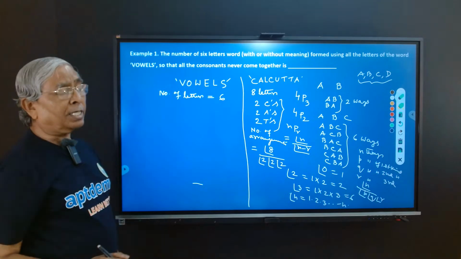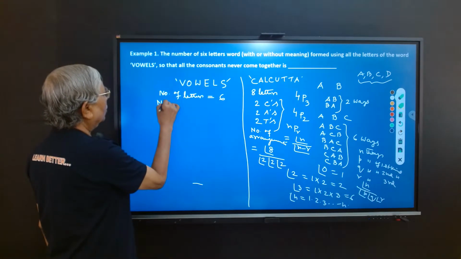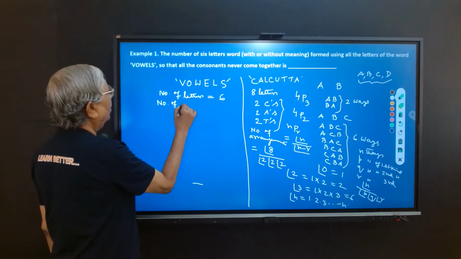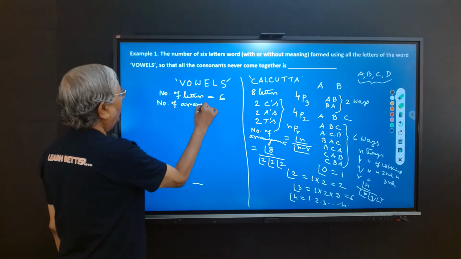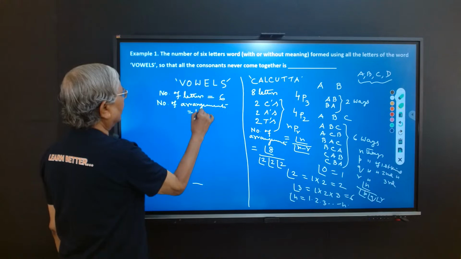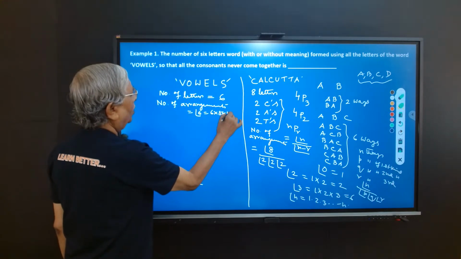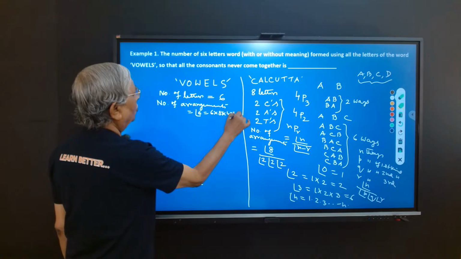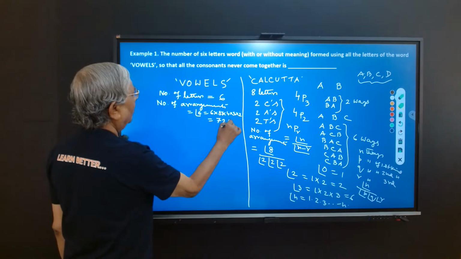There is no repetition, so the number of arrangements will be factorial 6. That means 6 into 5 into 4 into 3 into 2, so this is our 720.